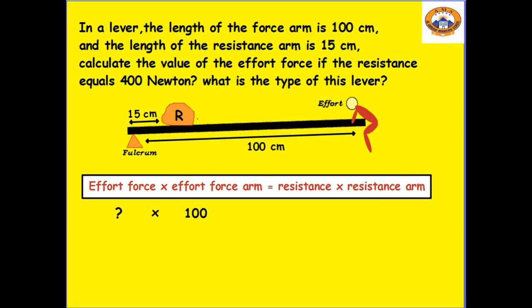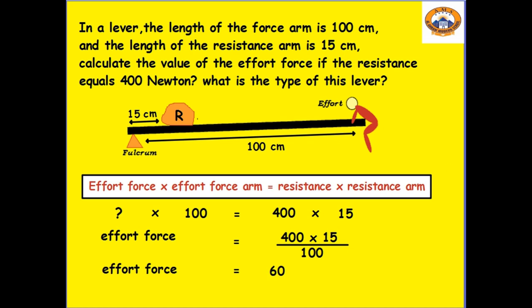The effort force arm was 100 centimeter. The resistance was 400 Newton and the resistance arm was 15 centimeter. So to find out the effort force, we multiply 400 times 15 divided by 100. The final answer would be effort force equals 60, and since it's a force, the measuring unit is Newton.